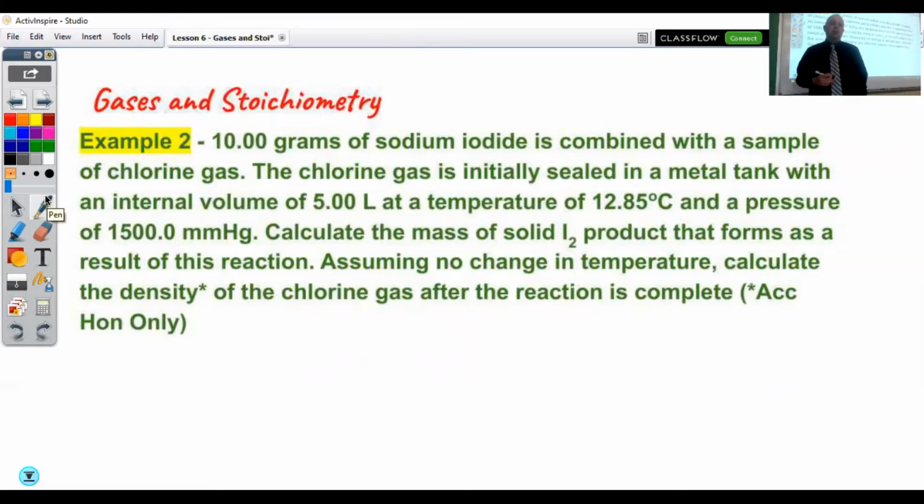In this example, we're reacting sodium iodide with a sample of chlorine gas. Now, for accelerated honors students, you might be expected to predict that this is a single replacement reaction and write out both the products and their states of matter. For honors and CCP students, you'd be provided the equation, and you would simply need to balance that equation before you could begin looking at the problem. In either case, I'm going to begin by writing out the balanced chemical equation for this problem so we can continue.